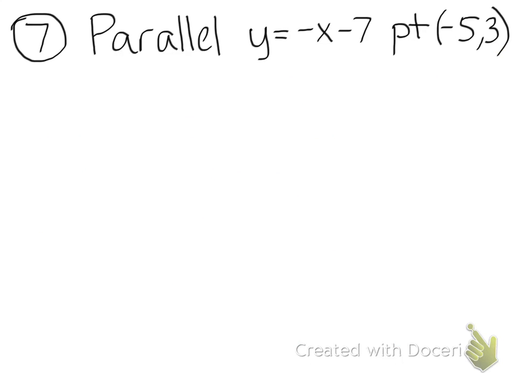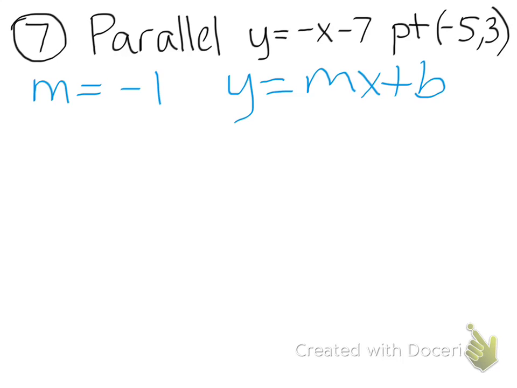Alright, let's look at the next problem, number 7. It says, what is an equation of a line parallel to y equals -x minus 7 and contains the point -5, 3. So first we're going to find the slope of a line that's parallel to it. So remember that -x really means -1. So for parallel lines we find the same slope. So m is equal to -1. And we're going to plug it into our equation, y equals mx plus b.